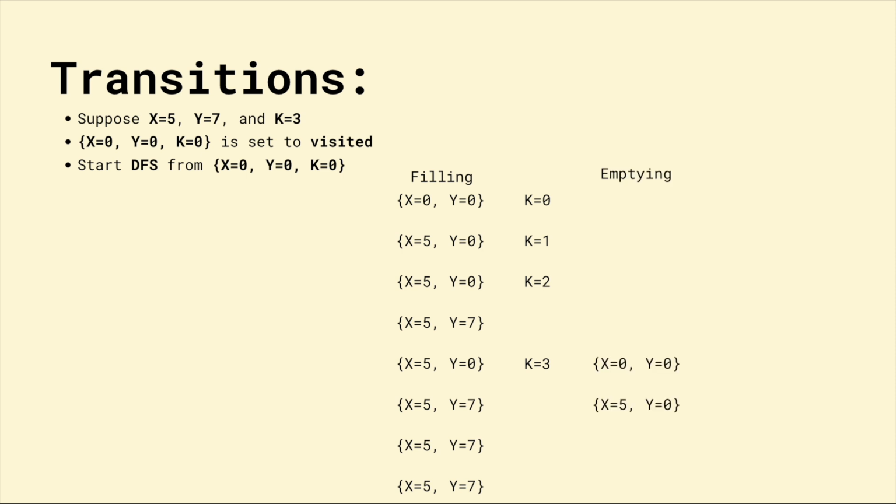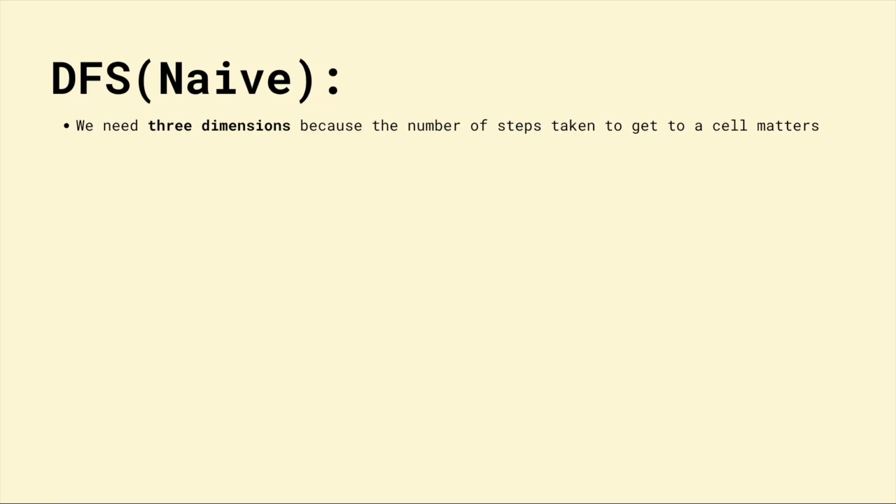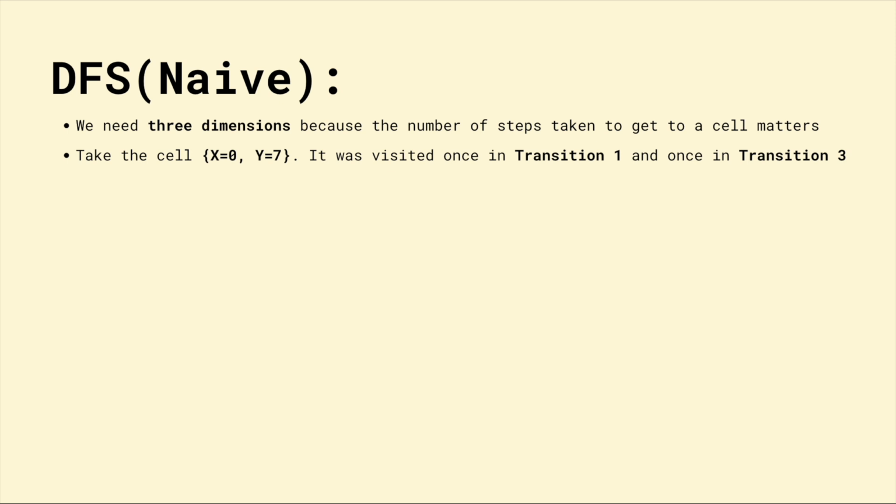We empty x and then we empty y. So far there's still no issues, however the pair of x equals 0 and y equals 7 is the reason why we need 3 dimensions. I'm going to skip a few steps now, but at k equals 1 we can also just fill y. So we see that we have a duplicate value that's appearing before in terms of operations, but after in terms of the DFS. So the reason why the DFS is naive is because we need 3 dimensions because the number of steps taken to get to a cell matters. Take the cell 0, 7. It was visited in both transitions 1 and 3.